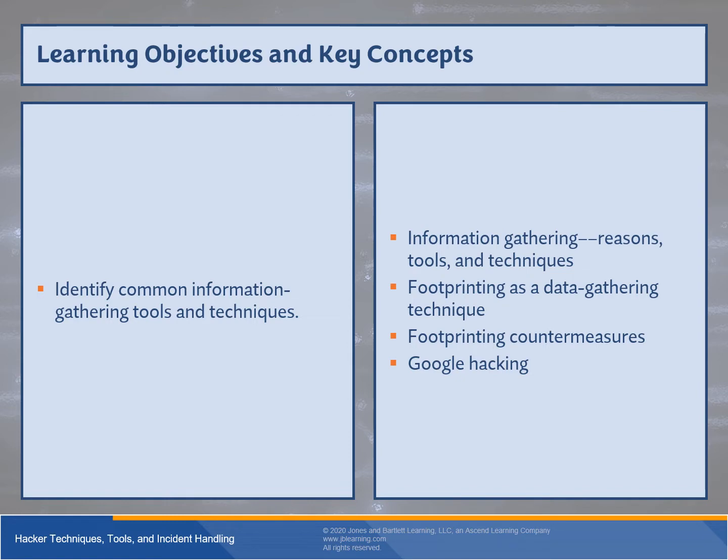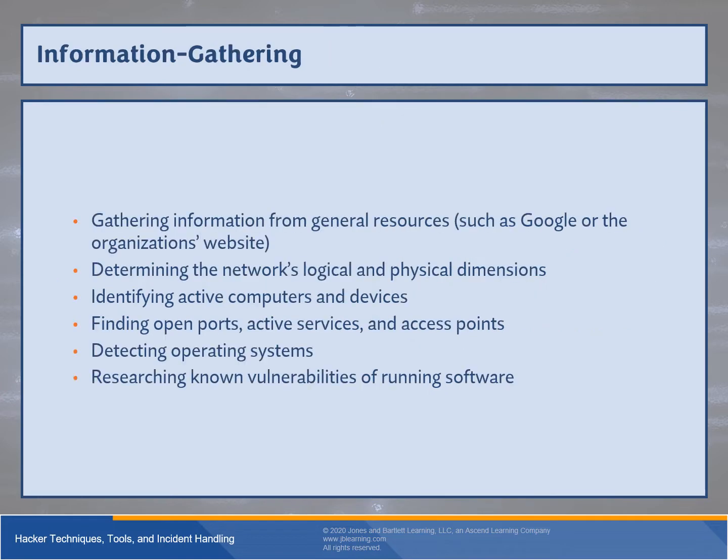Our key concepts are going to be information gathering as a whole, specifically some reasons, tools, and techniques for why it's implemented. Footprinting is a data gathering technique, what footprinting is, and how to counter it. We're also going to look at Google hacking or Google dorking, which is a big part of the information grab process for a lot of professionals.